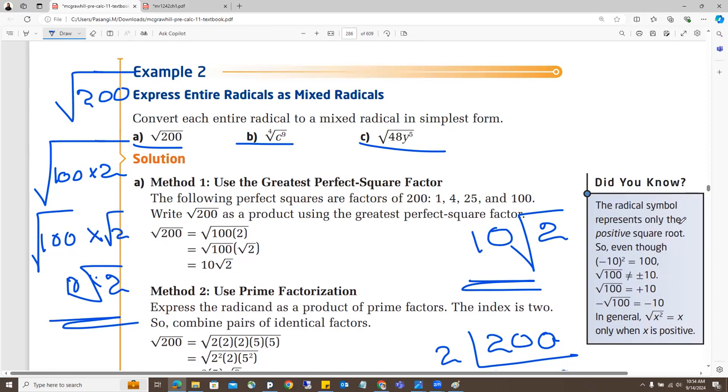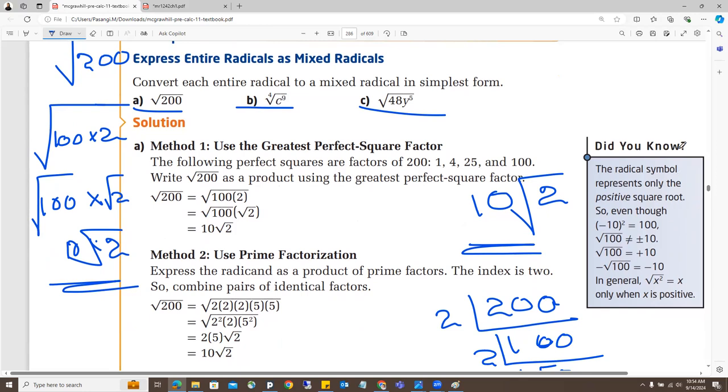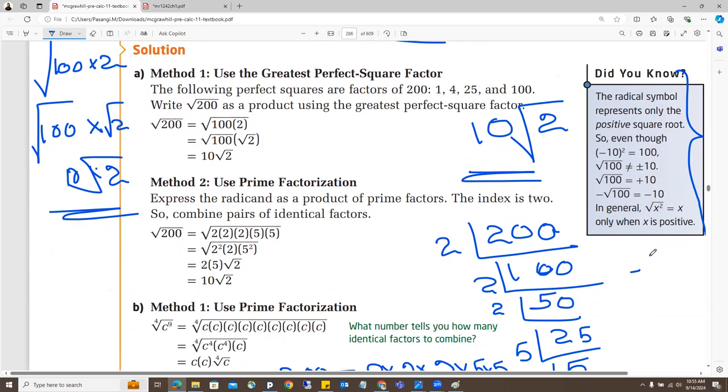The radical symbol represents only the positive square root. So even though minus 10 squared is 100, square root 100 is not equal to plus or minus 10. We always consider it as plus 10. See, they have given it. Is it clear? We always consider the positive value. Though minus 10 times minus 10, yes, that is true, the answer is 100, when it comes to radicals we take the square root and consider the positive square root only. Okay?